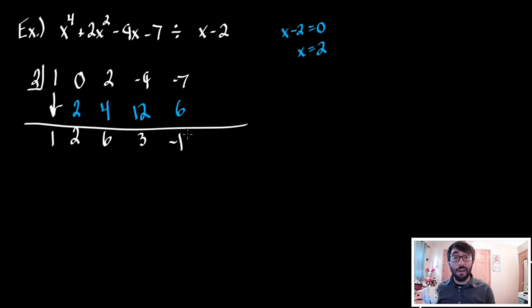So notice here that we do have a remainder. That means we did not divide by a factor. That doesn't mean we're wrong. It just means that we didn't divide by a factor.